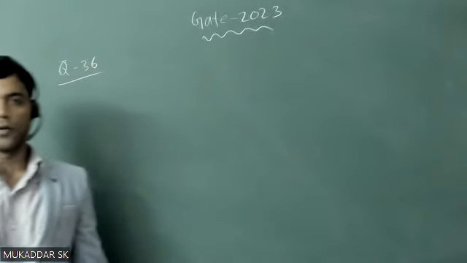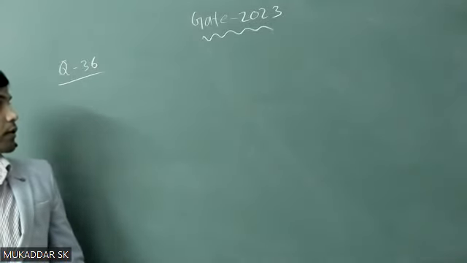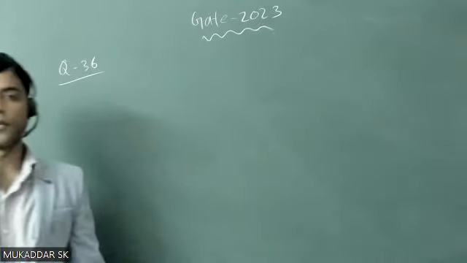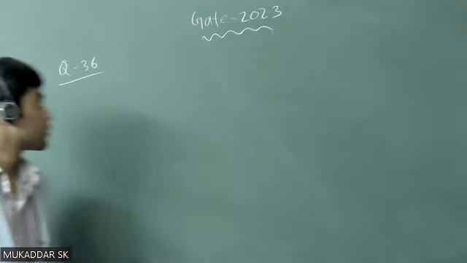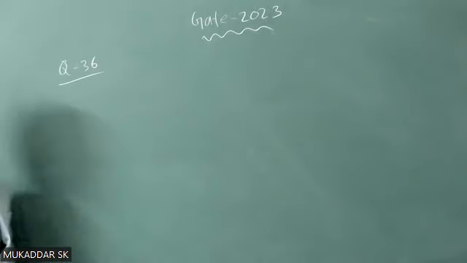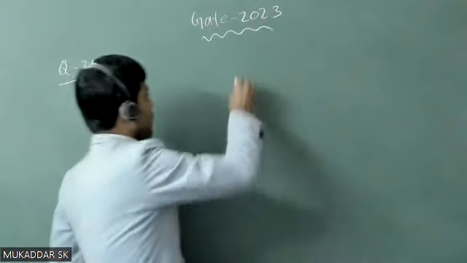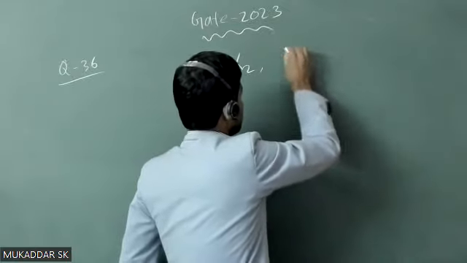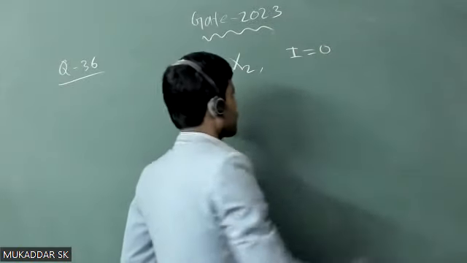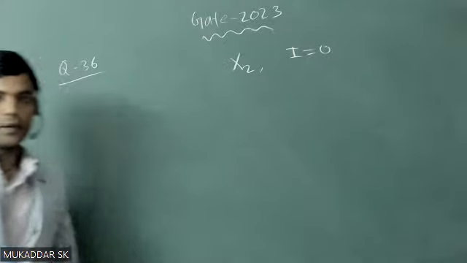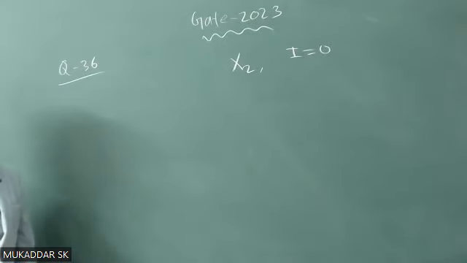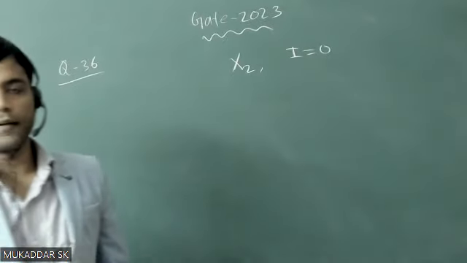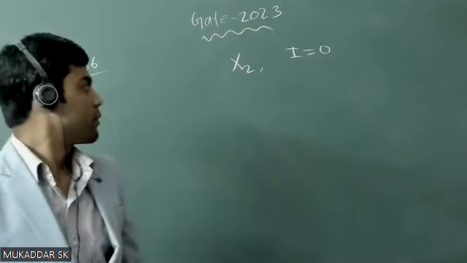Hello students, today we are going to solve a question from GATE 2023, and this question is basically part of molecular physics, that is Raman spectra. Question number is 36. In that question it is given you have a diatomic molecule X2 having nuclear spin 0. So you have to identify the correct statement regarding rotational Raman spectra of this molecule.